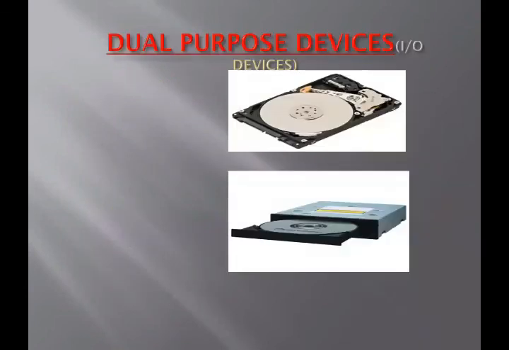And we have shared the dual purpose devices. The first one is the disk drive and the second one is the CD writer, CD being the abbreviation of compact disk.